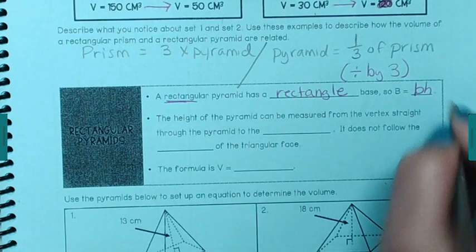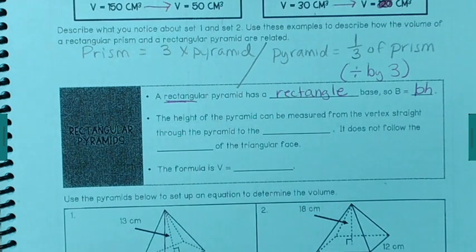B equals BH. Okay. Remember, I know we've had a long Easter weekend, but big B equals BH. Big B means the area of the base, if you forgot. Area of the base. Big B and big BH.